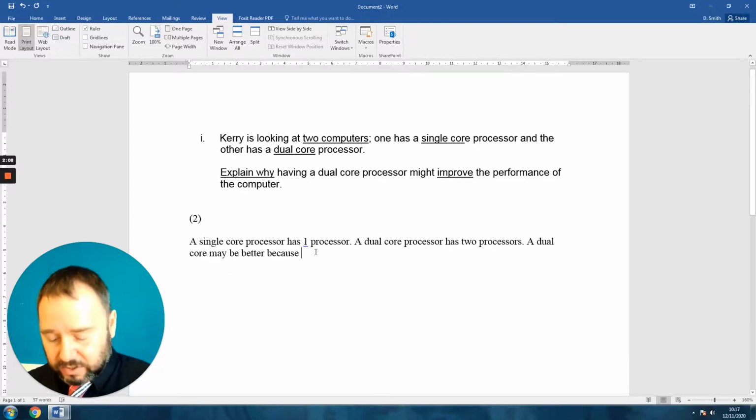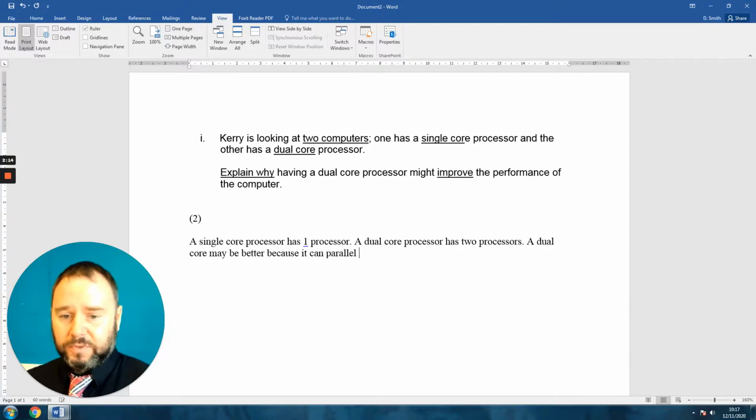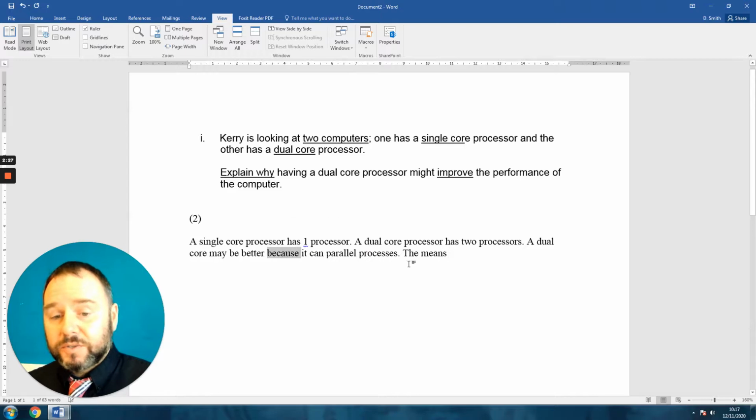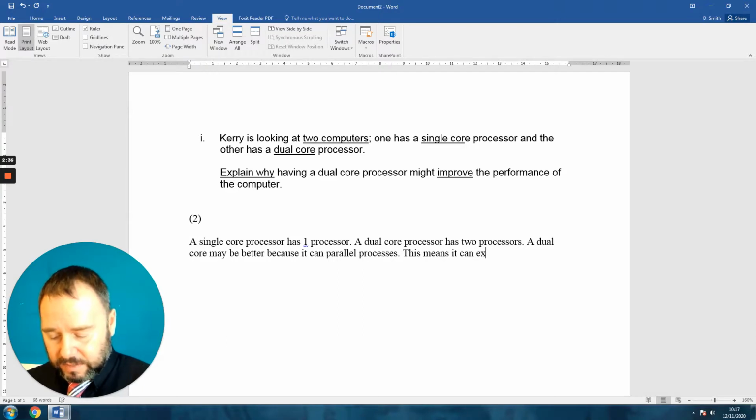Dual core processor may be better because it can, well, what can it do? It can parallel process. So it can parallel process. This means, so there's another tip for us, okay? Because, and this means. So this means it can execute, or fetch, decode, execute, up to 2 instructions at the same time.